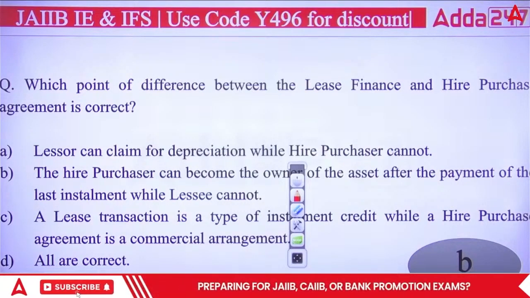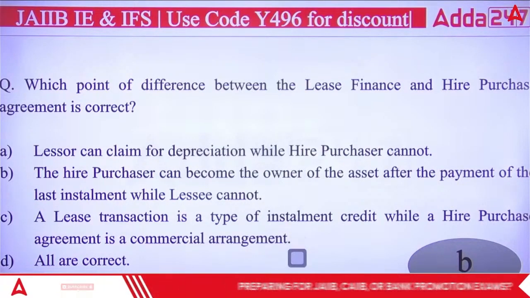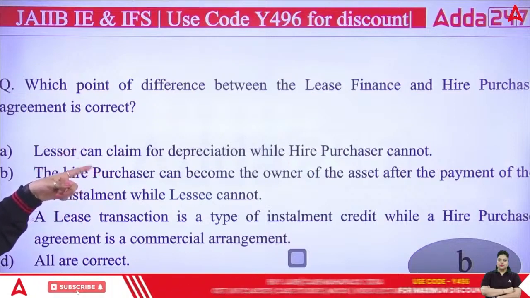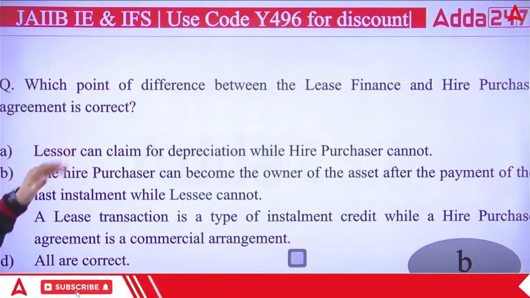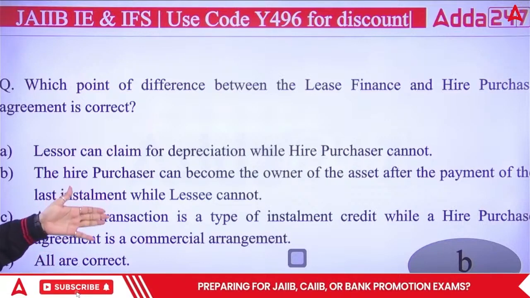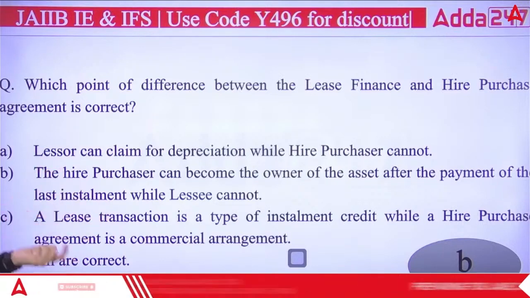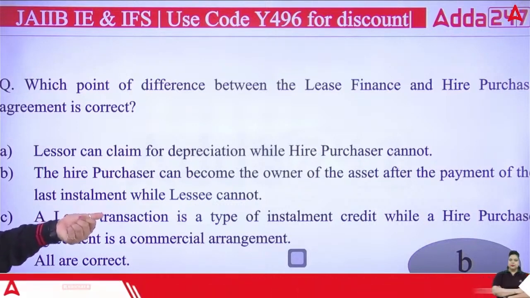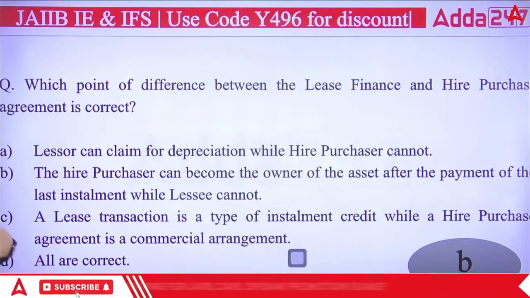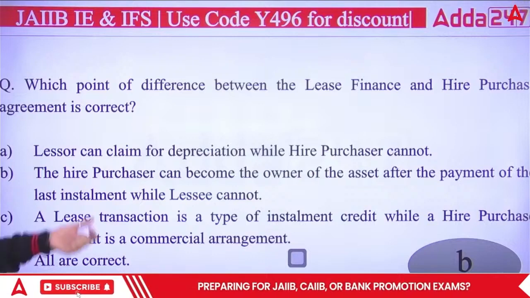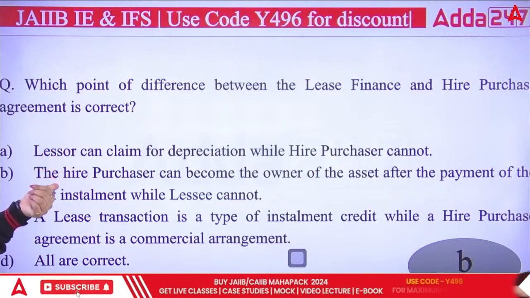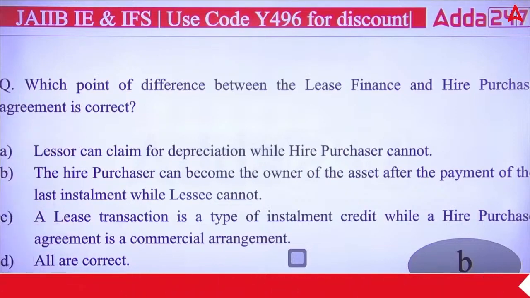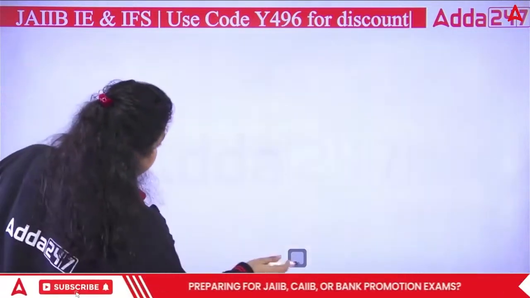Because the first is not the correct difference between the two. The first is saying the lessor can claim the depreciation. No, the lessee can claim the depreciation. This is wrong. And the third is saying a lease transaction is a type of installment credit. No, actually, lease transaction is an agreement and hire purchase is an installment credit. So the right answer is B. Only option B defines the correct difference between the two. Okay, so the right answer will be B.